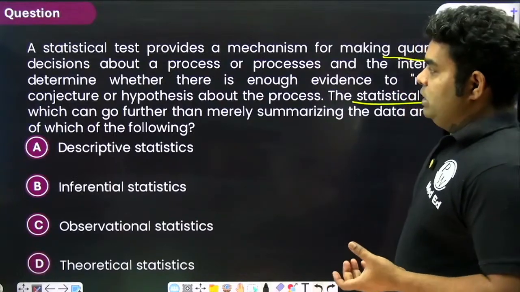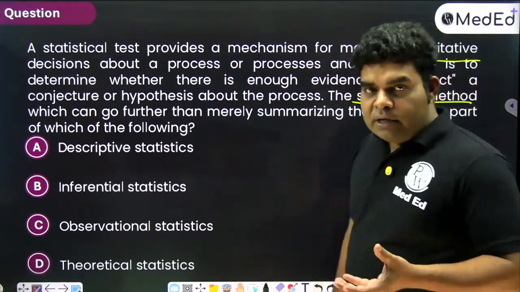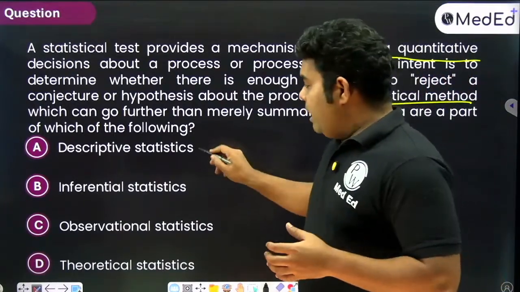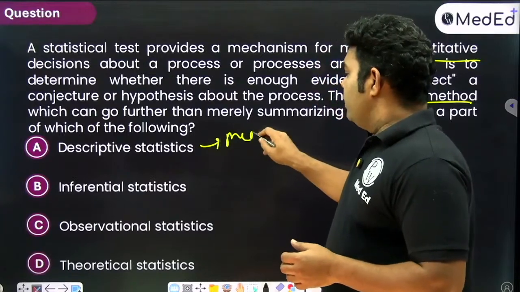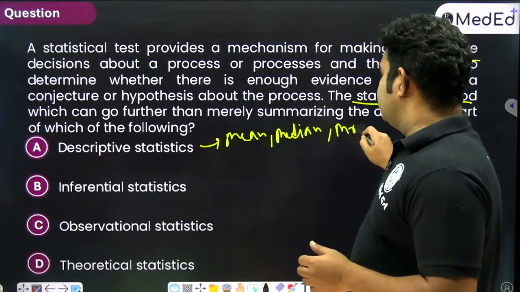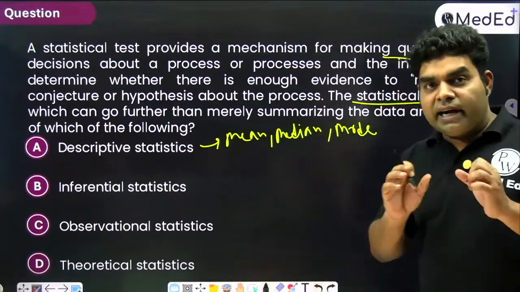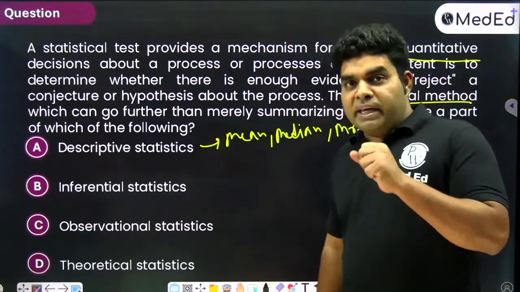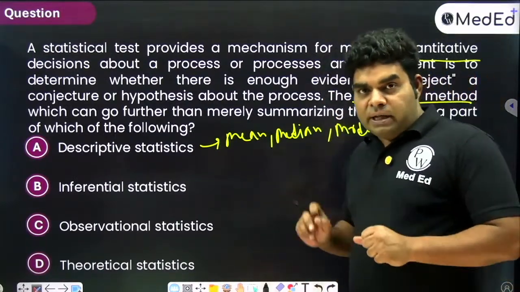They are not just summarizing data. Summarizing data is done by mean median mode. When we do mean median mode, we come to know what is in the center of the data, what is the central tendency. डेटा के बीच में क्या है वो पता चलता है मीन मीडियन मोड से, उससे डेटा की समरी पता चल जाती है.